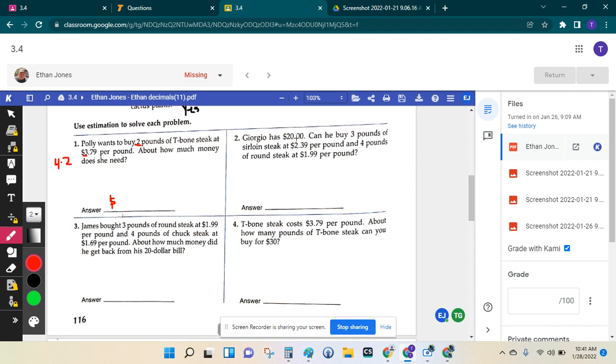Alright, over here it says Giorgio has $20. Can she buy 3 pounds of sirloin steak for $2.39 per pound? And 4 pounds of round steak for $1.99 per pound?